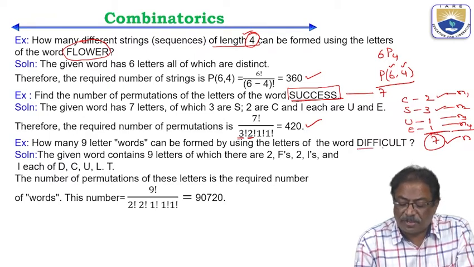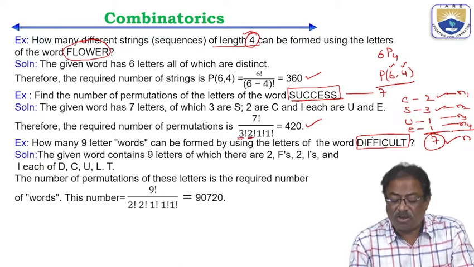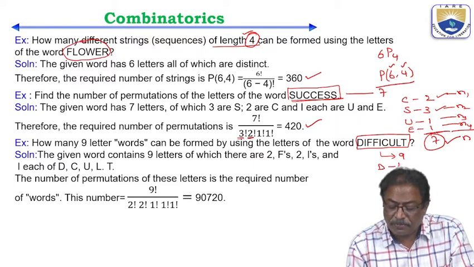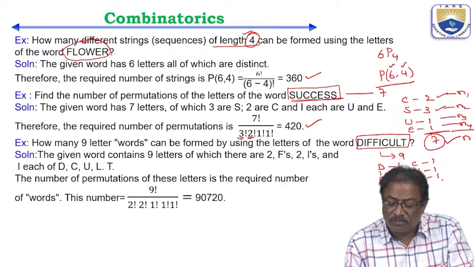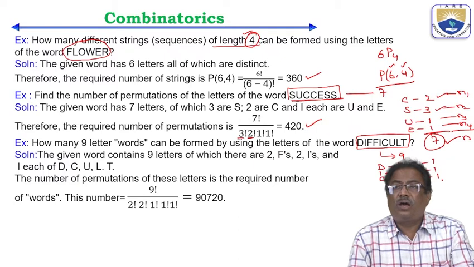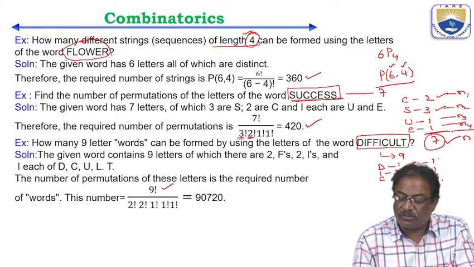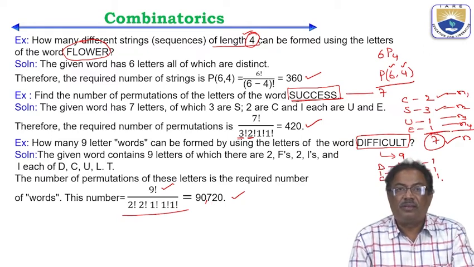Now let us go for the other one in the same way. How many 9-letter words can be formed using the word DIFFICULT? See how many letters it is having: 1, 2, 3, 4, 5, 6, 7, 8, 9 letters. D is only 1 time, I is repeated 2 times, F is repeated 2 times, and C is 1 time, U is 1 time, L is 1 time, and T is 1 time. So 9 letters in total. Some of the letters are repeated, so the total number is n factorial by 2 factorial, 2 factorial, into 1 factorial, and so on. Finally we get 90,720 total number of 9-letter words.